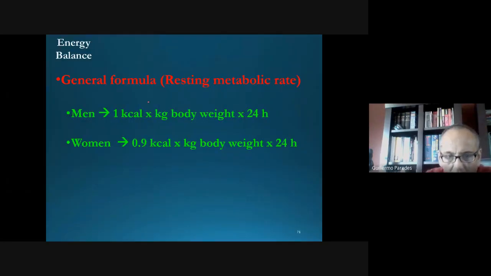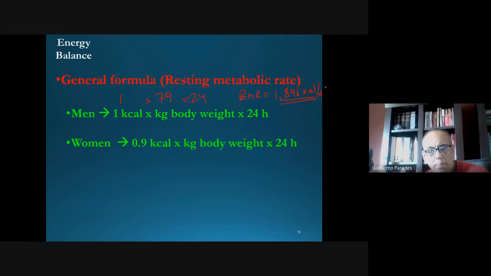All right, so for males it is 1 kilocalorie per kilo times 24. I weigh 79 kilos, so 79 times 24. That is about my BMR, and for me it is 1,896 kilocalories per day. Everybody got your BMR? Yeah. So you already know what your BMR is.